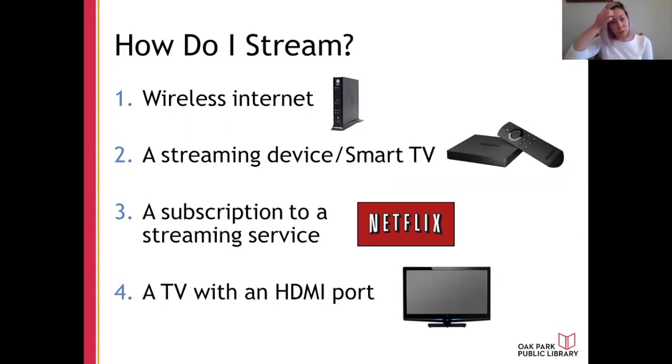It's again, just getting rid of cable and opting for streaming services online instead. So how do you stream? There are some things that you need. And these are the 4 things that I'll talk about throughout this presentation. So you need wireless internet. You need a streaming device like a smart TV, and a subscription to a streaming service, and a TV with an HDMI port. So those 4 things: internet, device, subscription, and a TV with an HDMI port.